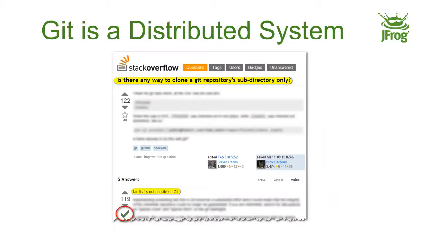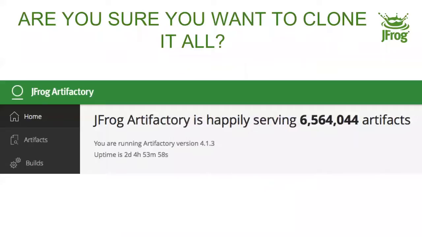So how Git works is that you've got to clone the entire repository, and you cannot clone any particular artifact or any particular directory. You've got to clone the complete repository. Now let's say you have a repository containing about 6.5 million artifacts. At this point, are you really sure you want to clone the complete repository, whereas you would be only using a couple of artifacts from the entire repository, right?